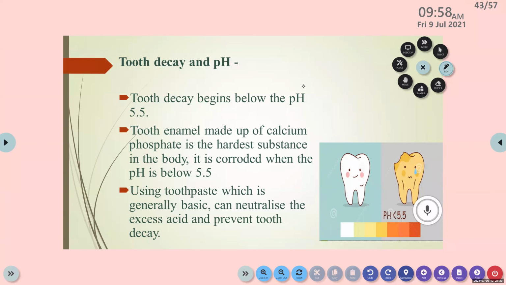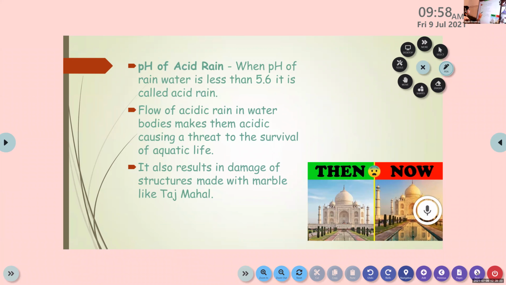Okay, then the next point, pH of acid rain. What do you mean by acid rain? Rain in which the water is acidic. That means certain poisonous gases emitted from factories and chemicals are mixed with rain, and it will fall to earth as acid rain, which is acidic in nature.